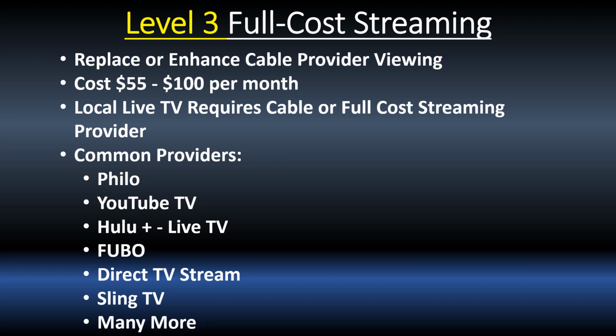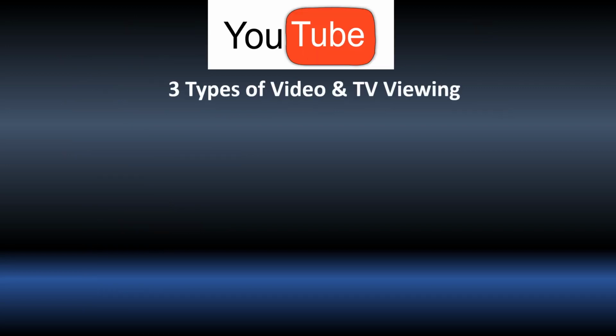Common providers are Philo, YouTube TV, Hulu Plus, Hulu Live TV, Fubo, DirecTV Stream, Sling TV, and there are many, many more. Again, like I said, one advantage of this is you get the local providers that not all of cable currently has. YouTube, there are 3 types of video and TV viewing.